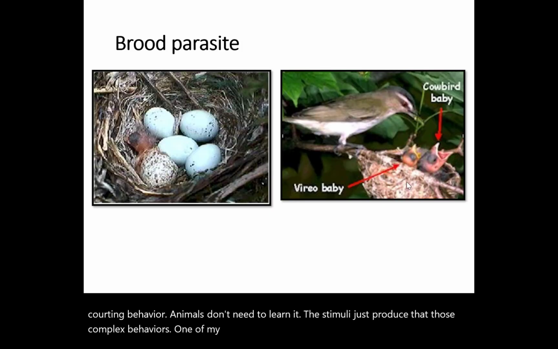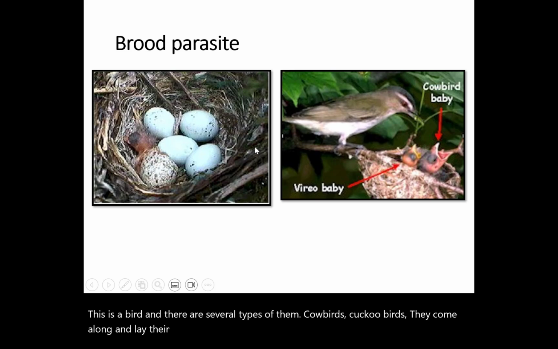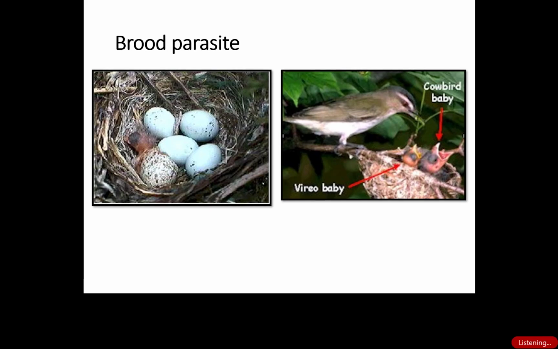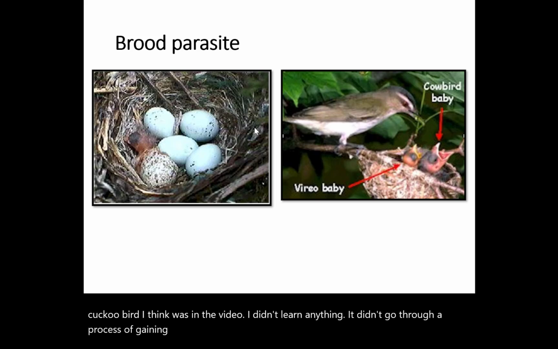One of my favorite examples is an animal that's called a brood parasite. This is a bird, and there are several types of them, cowbirds, cuckoo birds, that come along and lay their egg in another bird's nest and then take off. And this egg hatches more quickly than the natural bird's eggs. And this little bird hatches with some very complex innate behaviors. So when this baby cowbird hatches, it kicks the other eggs out of the nest automatically, innately. It didn't learn anything. It didn't go through a process of gaining information. It came to the world with a very complex behavior innately.